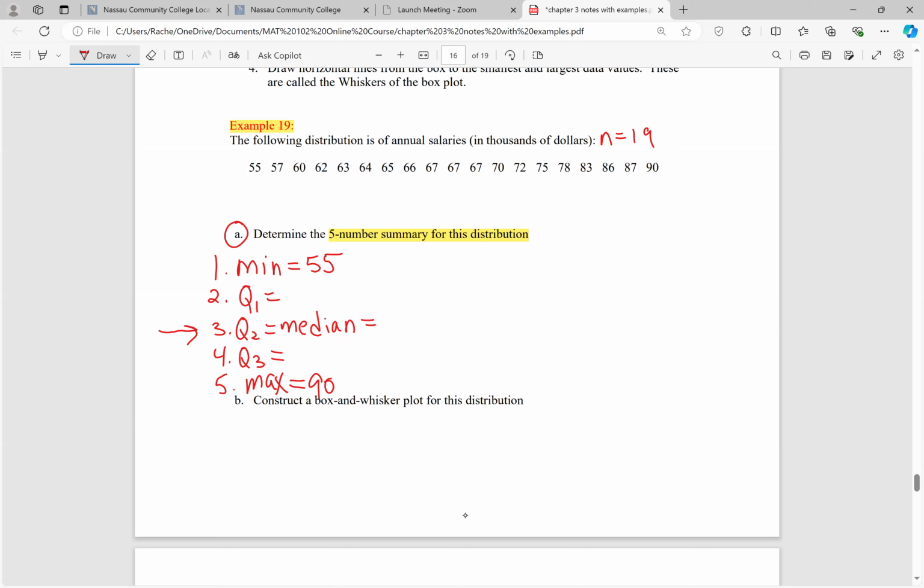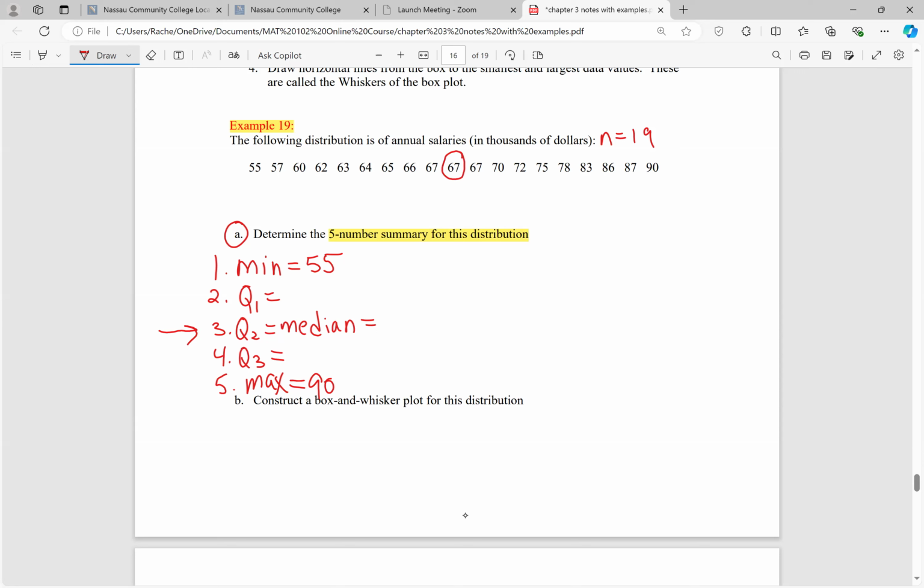Because that's right in the middle. And I taught you guys how to do that at the beginning of chapter 3. So we have 19 data values, which is odd, so we are going to have a number right in the middle. Let's just count in to the middle of this data set and find which number is right in the middle, and it's going to be 67, right?